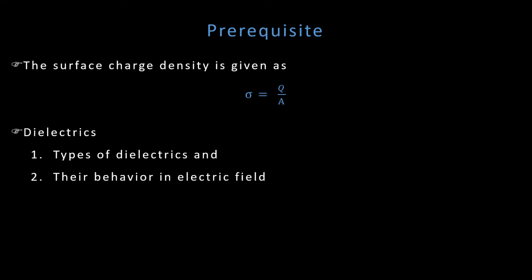In case of a polar dielectric, when we subject it to an external electric field, the atomic or molecular dipoles rotate as per the electric field, whereas in case of a non-polar dielectric, the induced dipole moment gets aligned in the direction opposite to the electric field. So with these prerequisites clear, we can start with today's topic. Let us start.